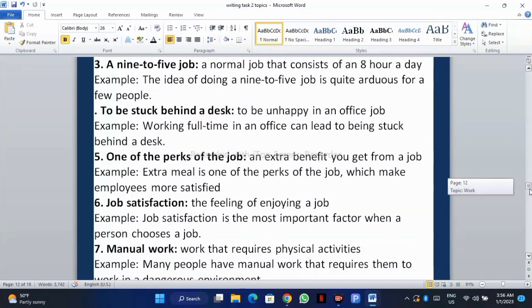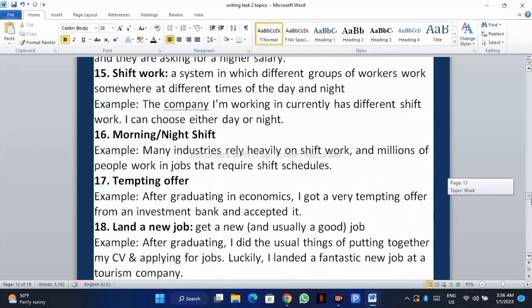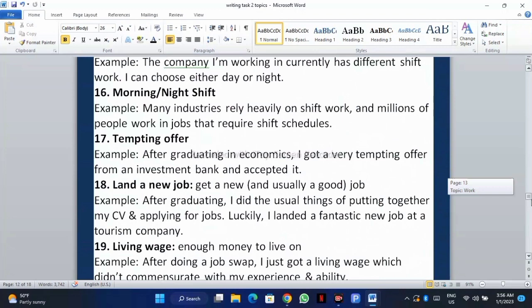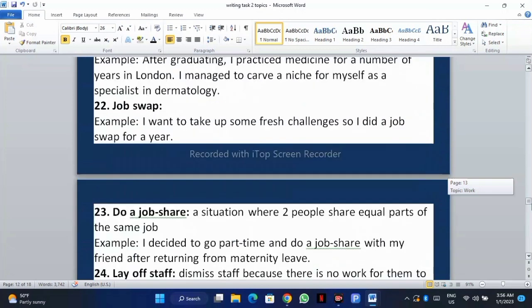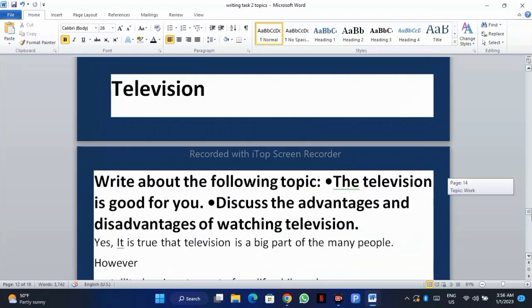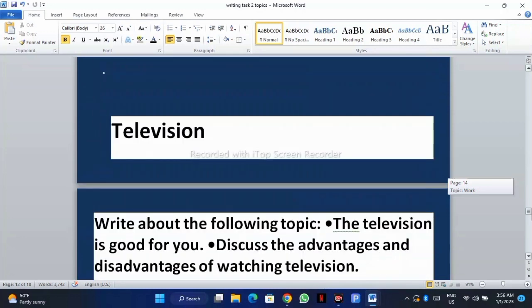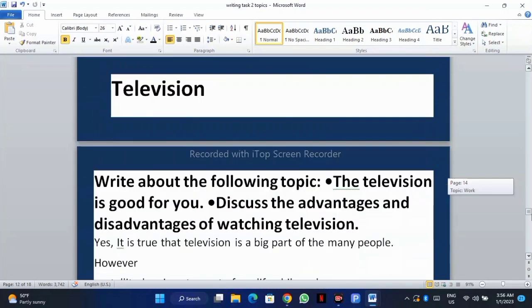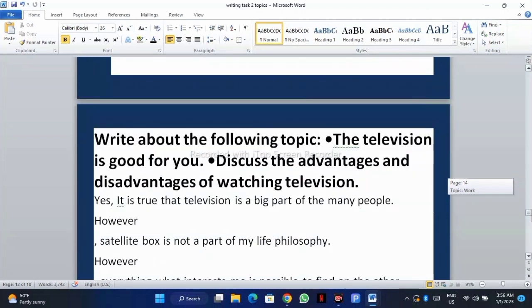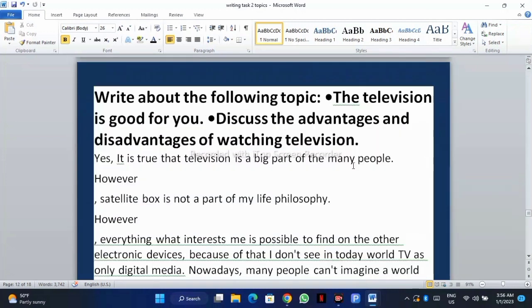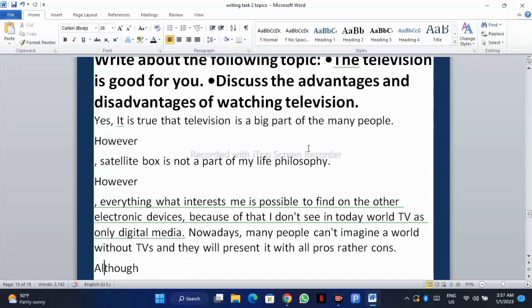For example, here a third word I selected for you: a 9 to 5 job, a normal job that consists of 8 hours a day. Example: the idea of doing a 9 to 5 job is quite difficult for a few people. Then our next topic is television. And you can find here, what about the following topic: television is good for you, discuss the advantages and disadvantages of watching television.